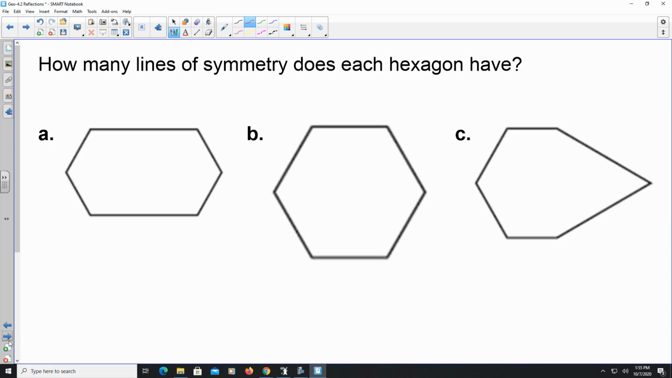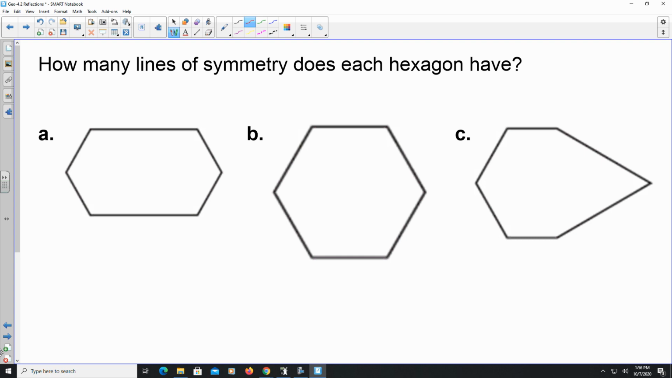The last thing that we are going to cover is looking at lines of symmetry. Lines of symmetry, by definition, are when you have a figure and it can be intersected or reflected in a way where you would almost be able to fold it, kind of equally.